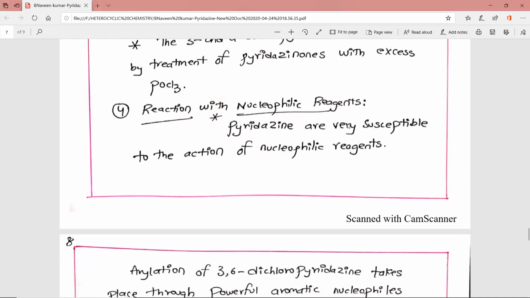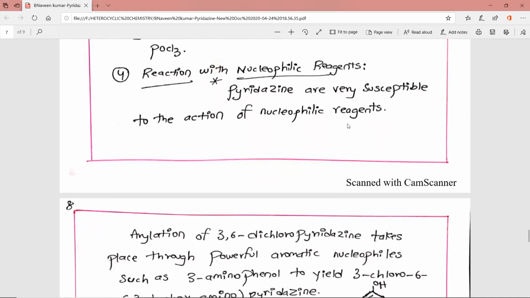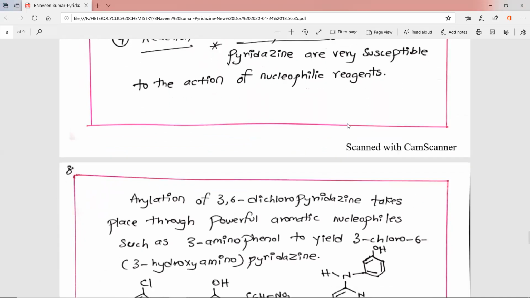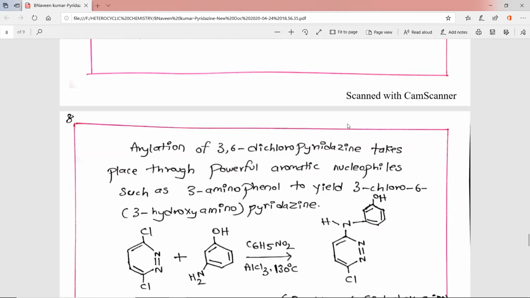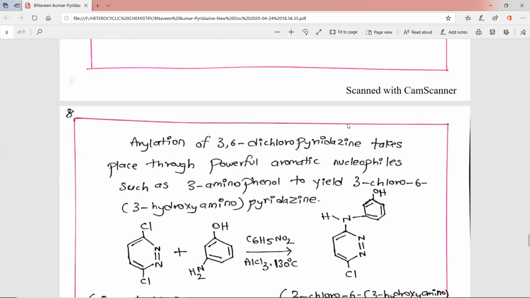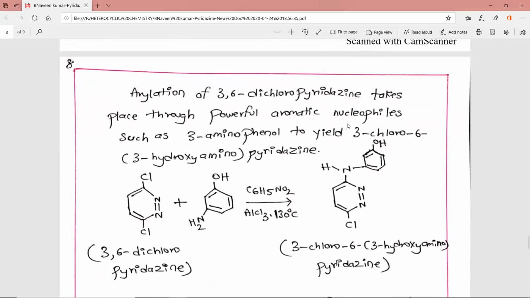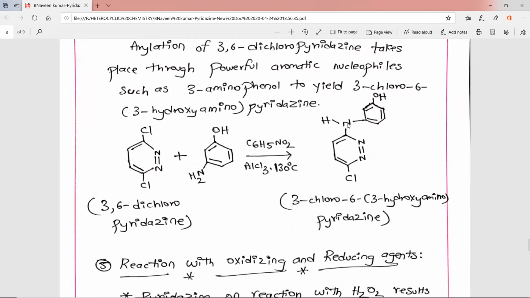So, reaction with nucleophilic reagents. Pyridazines are susceptible to the action of nucleophilic reagents as the ring is electron deficient. Amination of 3,6-dichloropyridazine takes place through powerful aromatic nucleophiles. So powerful aromatic nucleophiles like 3-aminophenol can react with 3,6-dichloropyridazine to form a substituted product. Here the chlorine atom is displaced by the nitrogen.